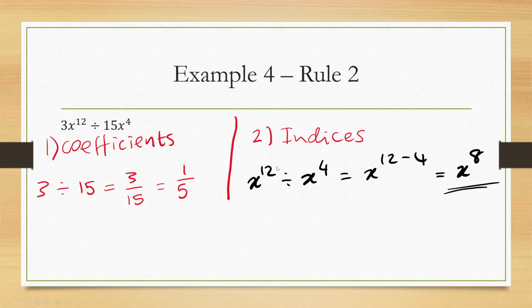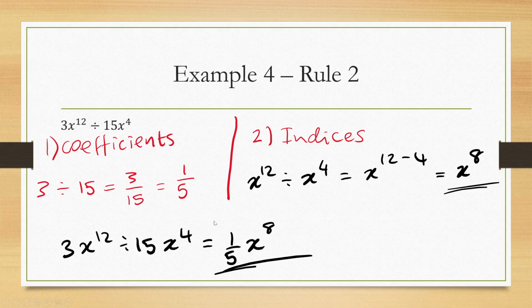same as before, because it's the same base and it's being divided, we use rule 2. Rule 2 says if it is the same base and it's being divided, you subtract the indices. So now you do 12 minus 4, because you subtract the indices, which is equal to x to the power of 8. Now, same as before, you bring these two together. So the answer is 1 over 5 x to the power of 8.